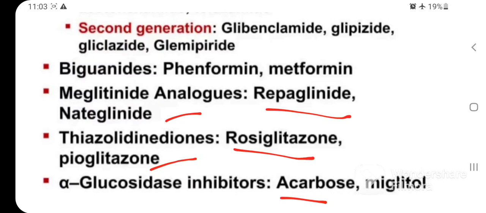You can remember any one or any two. If you are able, you can remember two, but one is enough. But very important here are the first and second generation of sulfonylureas, biguanides and meglitinide analogs. These are very important.